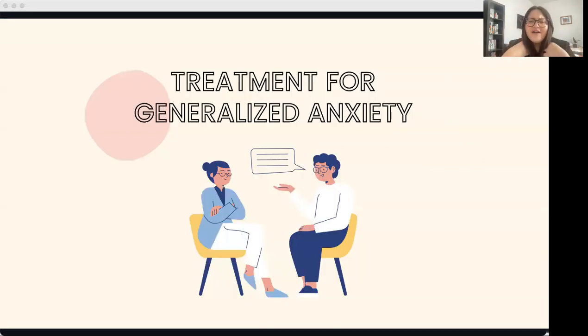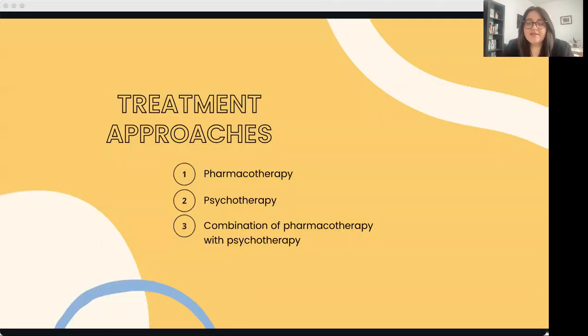So now that we've described what generalized anxiety disorder is and what it looks and feels like in individuals, how do we go about treating it? There are three main approaches to the treatment of generalized anxiety. The first is pharmacotherapy, and it's a little bit more medical in nature since it includes the taking of psychoactive medication.